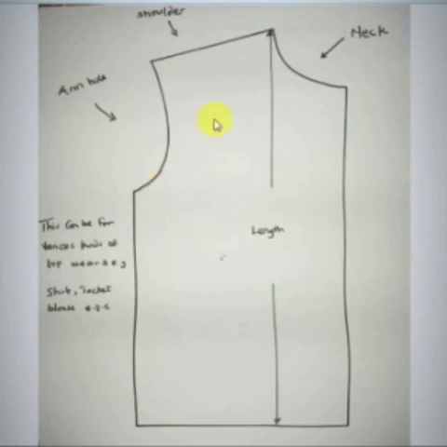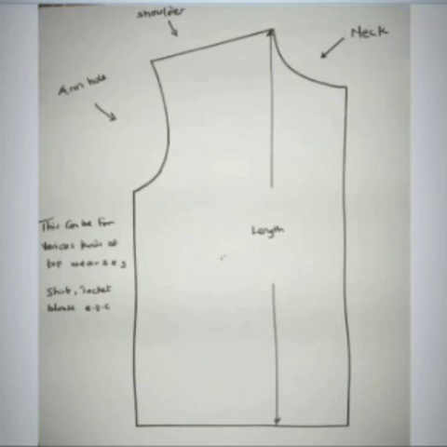Now you can see here, this is the neck, this is the shoulder, this is the armhole, this is the body side. This is the length, it's how long the cloth or the top is. Now imagine there is another one here, like this way.